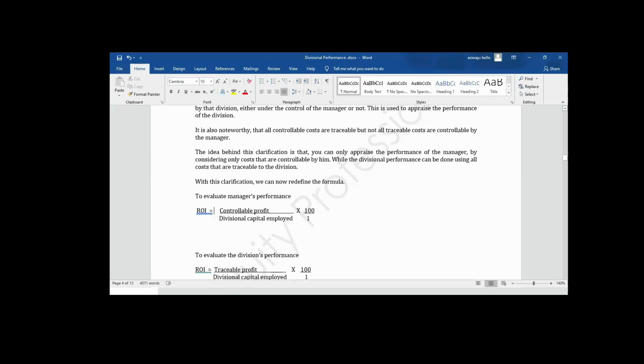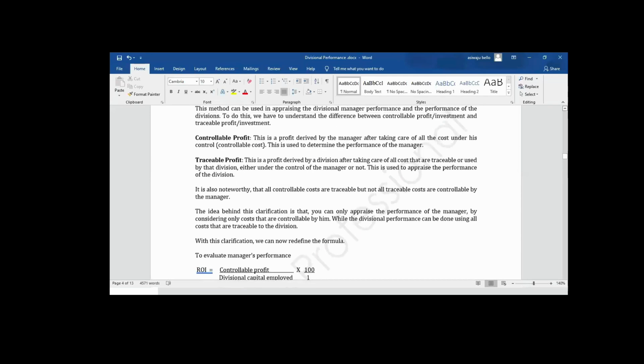What is controllable profits? Look at it here. Controllable profits. This is the profit derived by the manager after deducting all costs within the control of the manager. This is the profit achieved by the divisional manager after taking care of all costs under his control. So please note that.